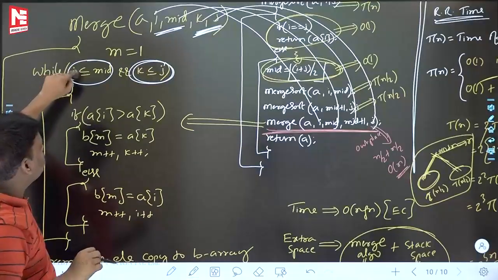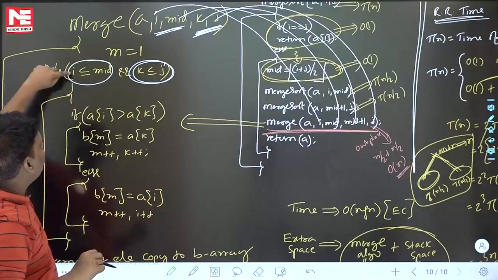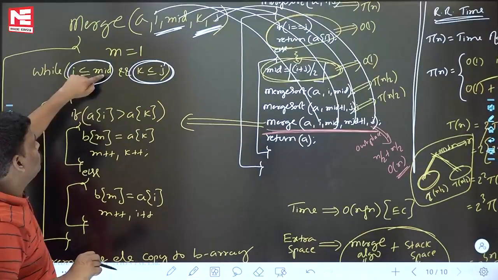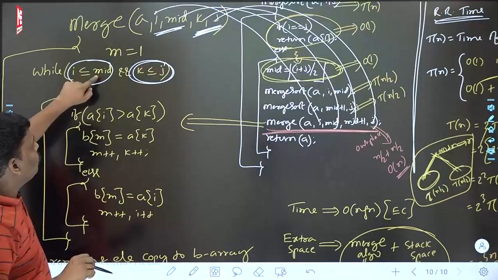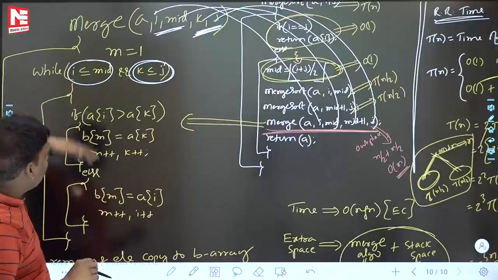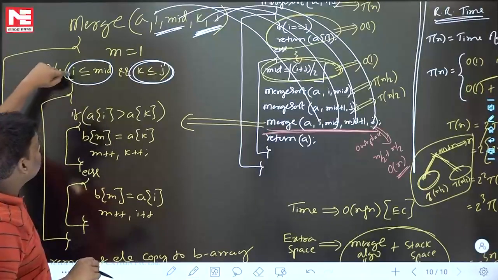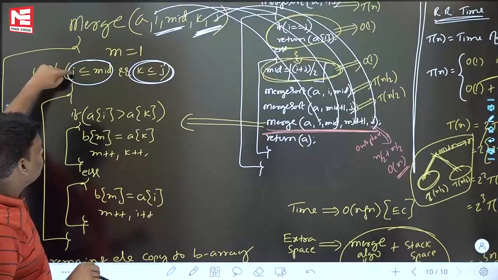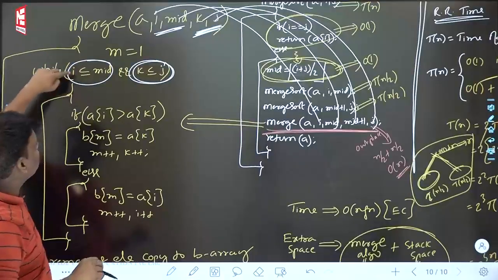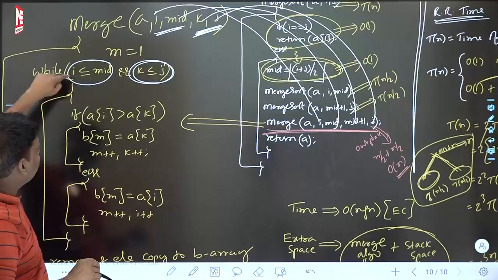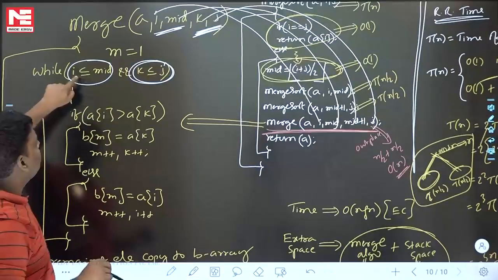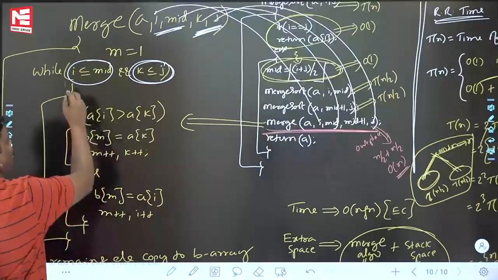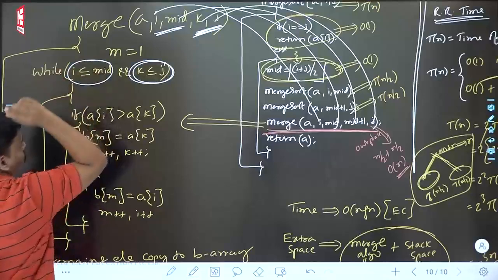Suppose i value is 1, mid value is 4. Is 1 less than or equal to 4? Yes. Suppose as this algorithm goes on, i is increasing: i becomes 2, 2 less than or equal to 4; i increases, 3 less than or equal to 4; i increases, 4 less than or equal to 4; i increases to 5, then it fails. That is the indication that the first group is over. When i crosses mid, the first half is over.